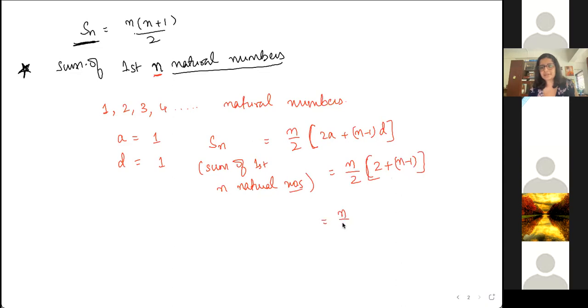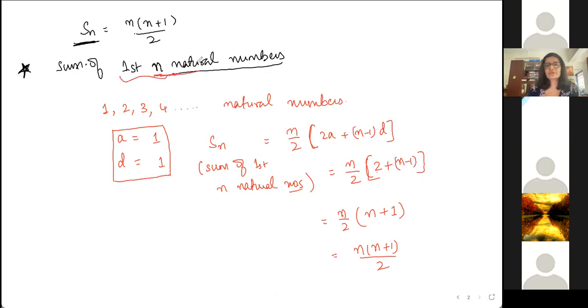So that's n by 2 into n will remain as it is. 2 minus 1 is 1, so plus 1. So there you go. n into n plus 1 divided by 2. So this formula is applicable only when a equal to 1 and d equal to 1. That's important. You can't apply it to any AP. In another AP these two numbers will get changed, right? So this applies only for first n natural numbers.